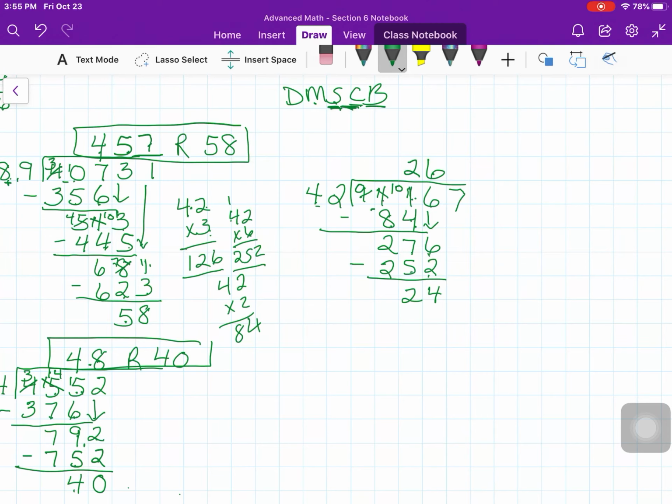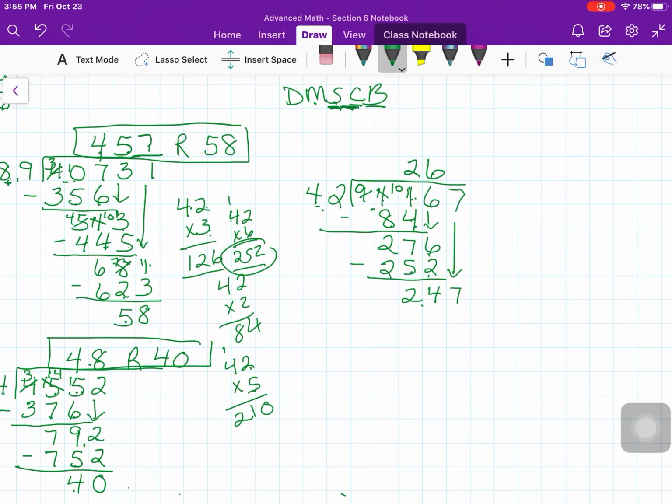I check to make sure that 24 is smaller than 42. I bring down my last number, which is 7. And now I have to decide how many times does 42 go into 247. Well, 42 times 6 was 252, just too big. So I'm going to take 42 times 5. 5 times 2 is 10. 5 times 4 is 20, plus 1 is 21. And I get 210. That'll work.